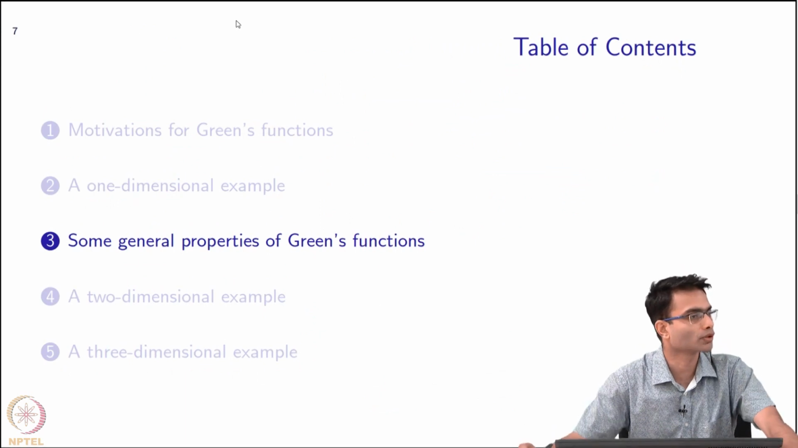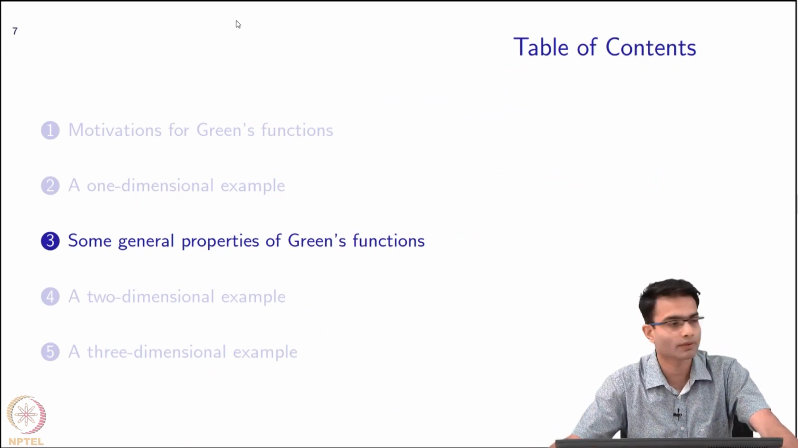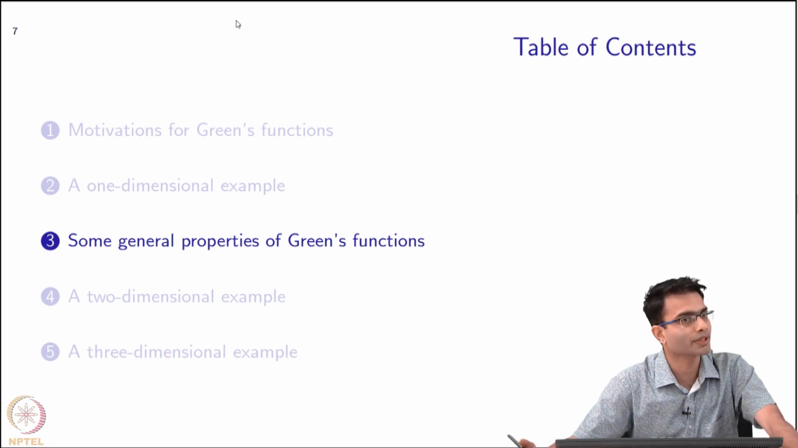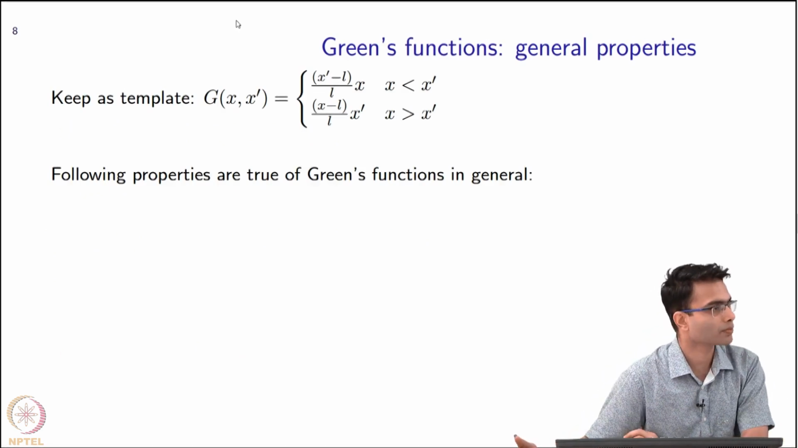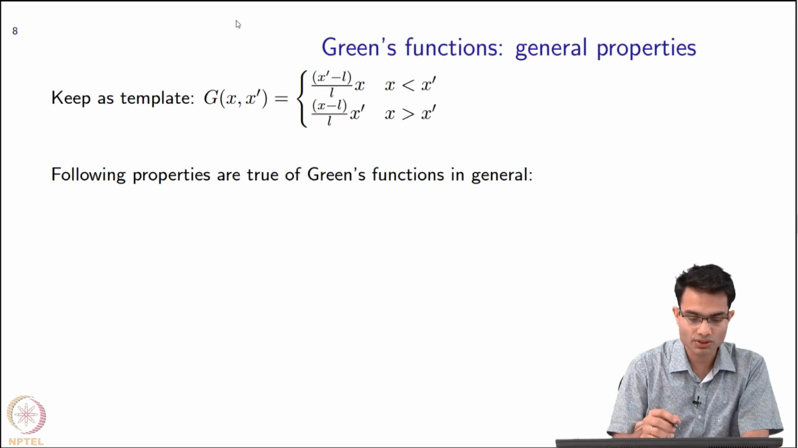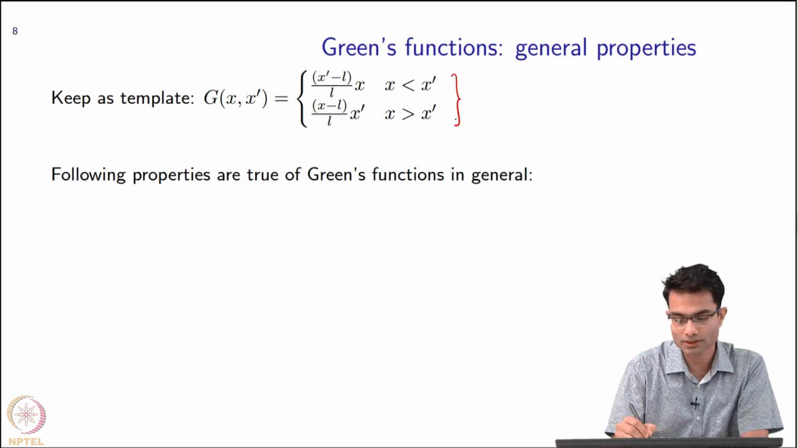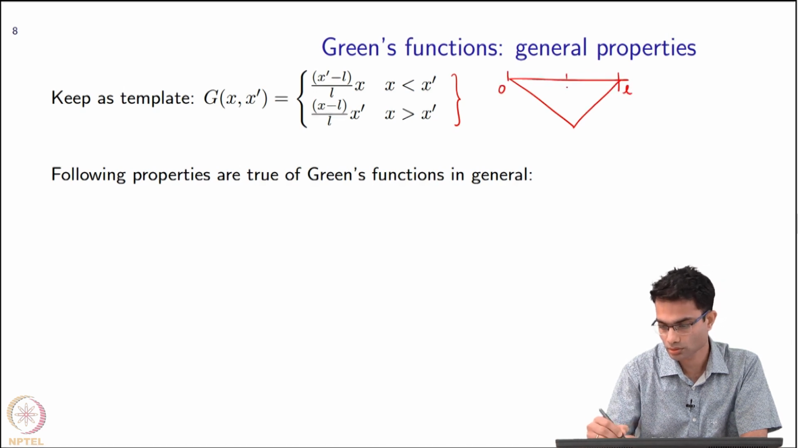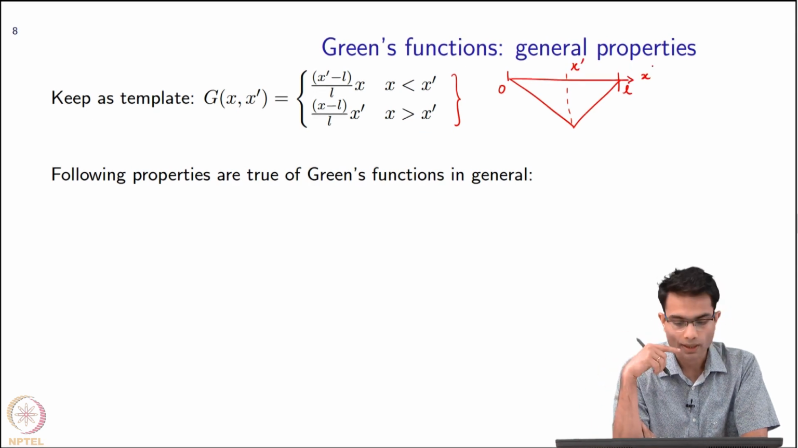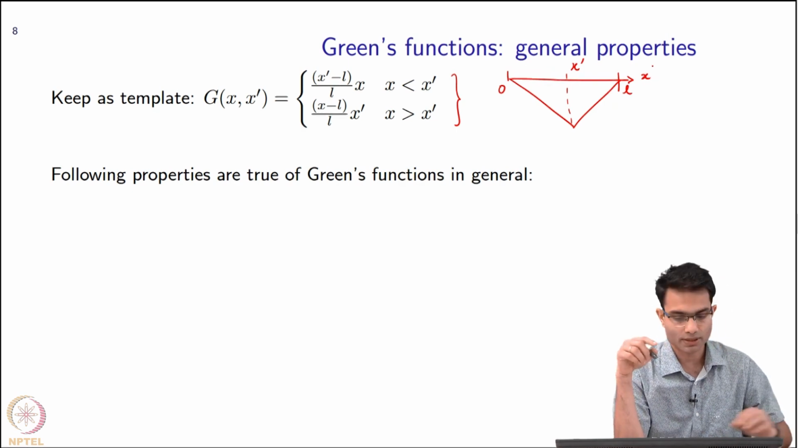We will continue our discussion about Green's function. We have looked at 1D Green's functions. So before we go to 2D Green's functions, I want to summarize a few general properties that Green's functions obey. This is the Green's function that we had from yesterday's class. When we plotted it, it looked something like this, with x prime and this was my x. There are some general properties that you will observe.